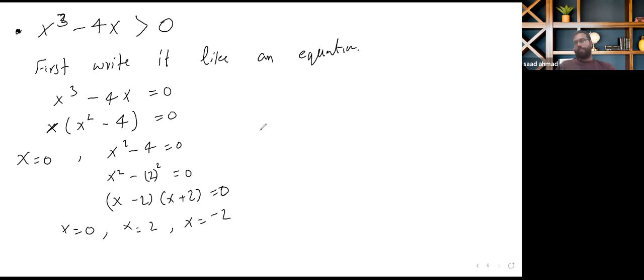What we do now is draw the number line. We mark these points, so 0, minus 2 and 2. And now you see the actual inequality that we are using is greater than 0. So we will have open circles on it. We will not have filled circles because there is no equal to sign with it. So we will have the open circles.